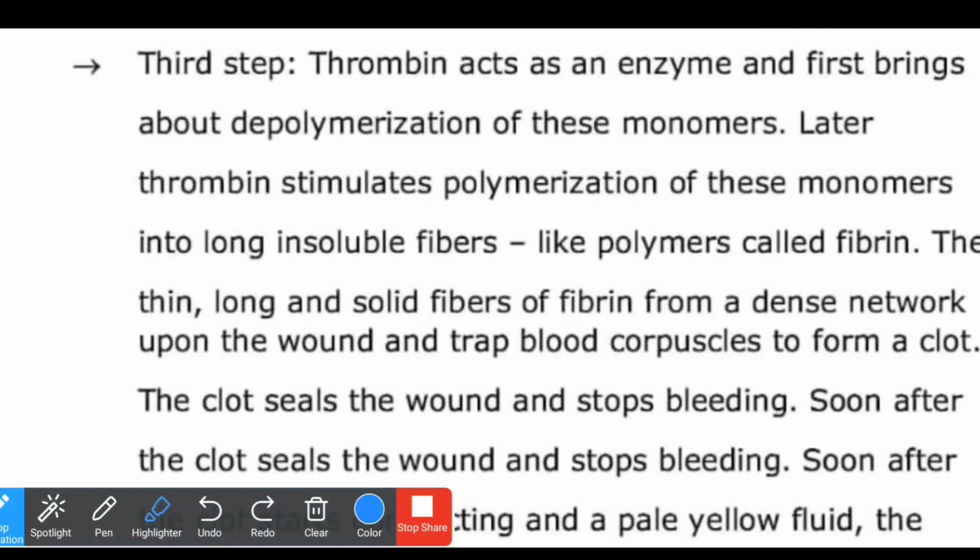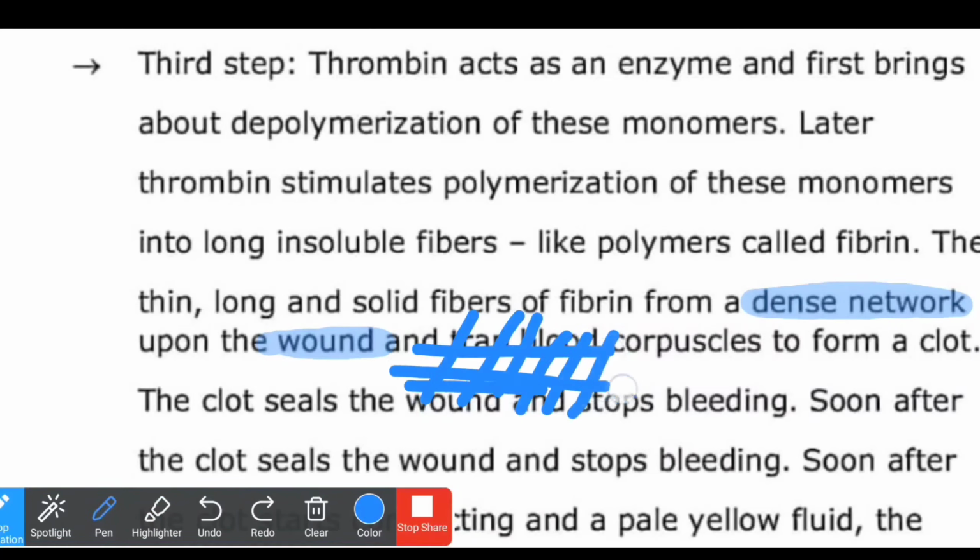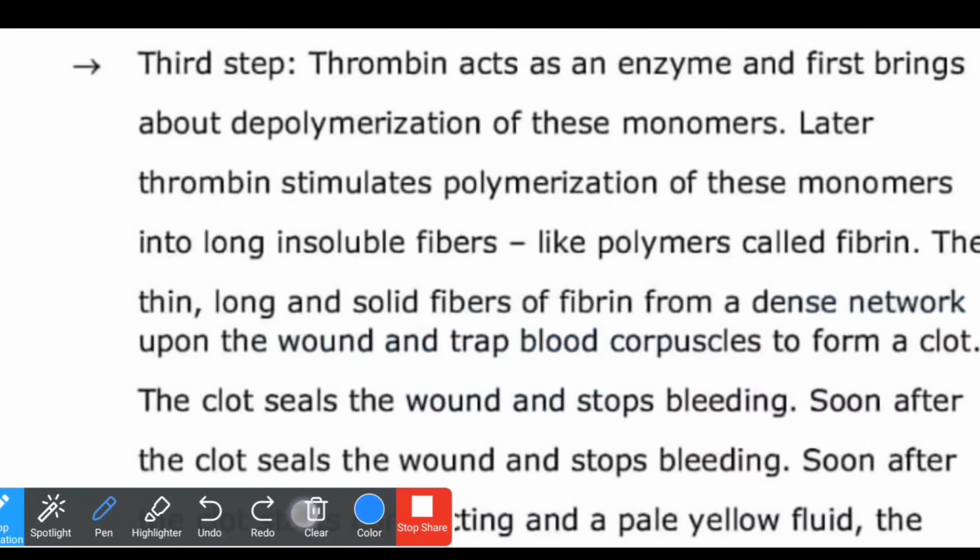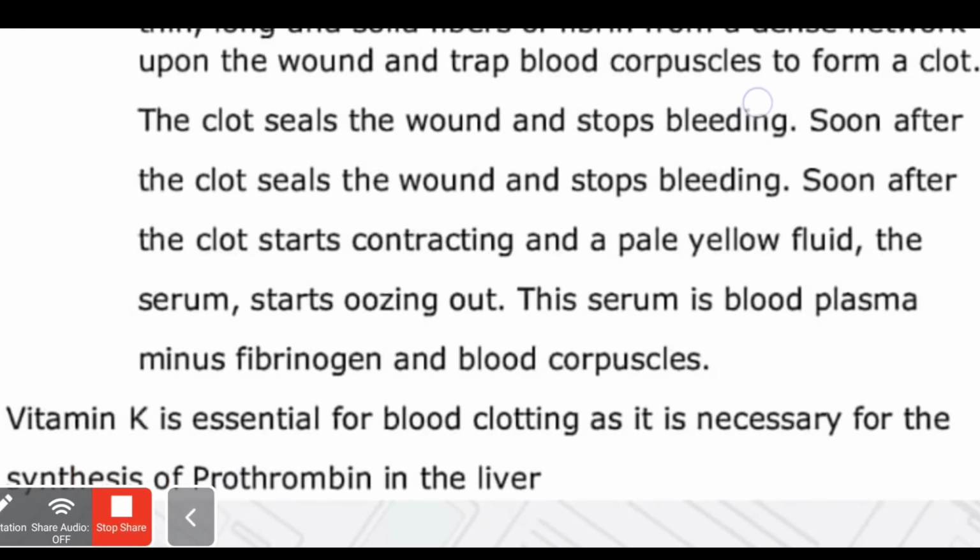And what is the function of the fibrin? It is a long insoluble fiber, and these long solid fibers of fibrin form a dense network upon the wound, a mesh-like structure, something like this. Correct? So ultimately the bleeding will stop, as it traps the blood corpuscles to form a clot. It is forming a mesh-like or network-like structure.